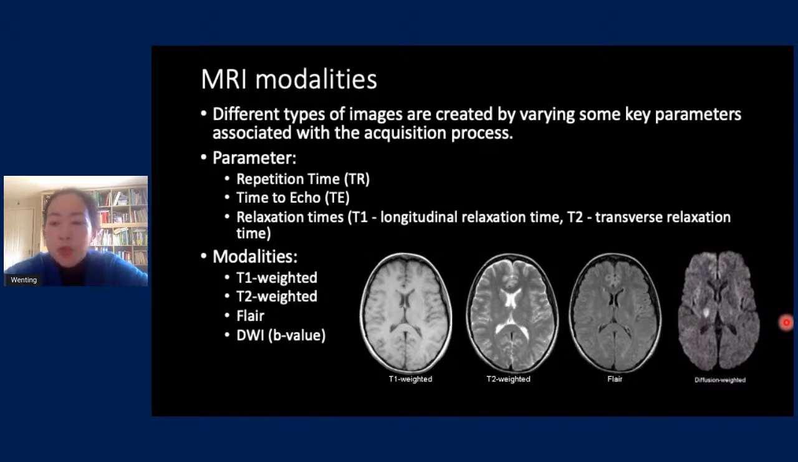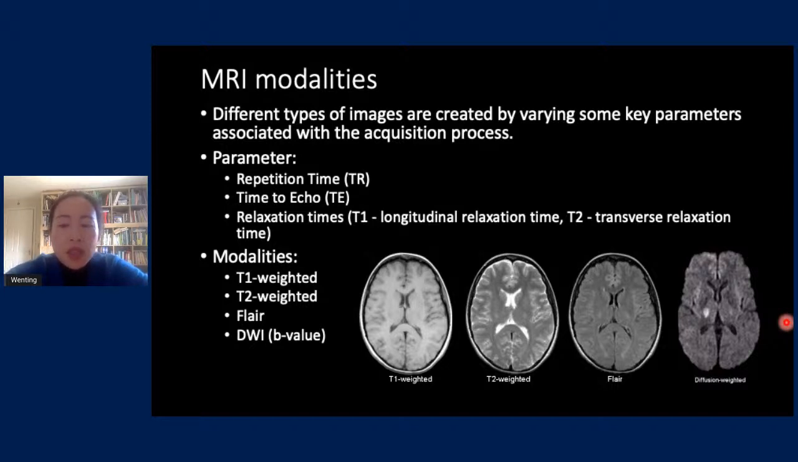Then we have T2, which is another relaxation time associated with the time taken for spinning protons to lose phase coherence among the nuclei spinning perpendicular to the main field. And this is called the transverse relaxation time. So based on these parameters, you can obtain different types of modalities.